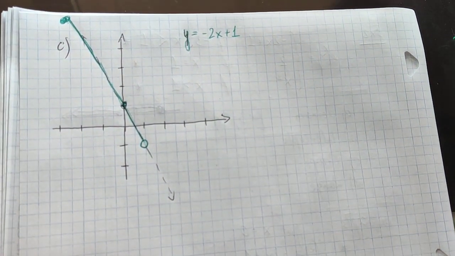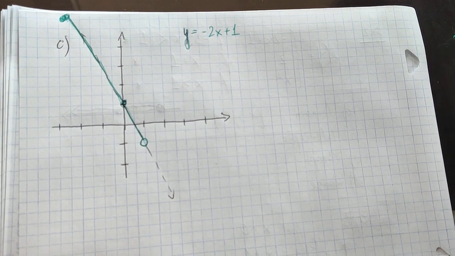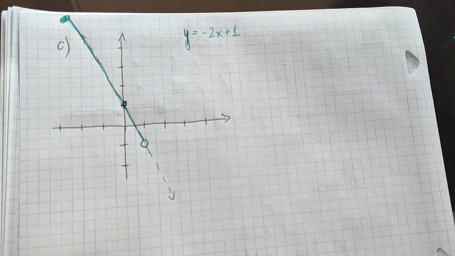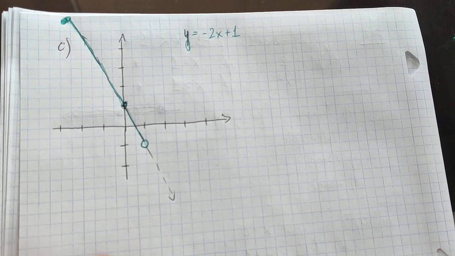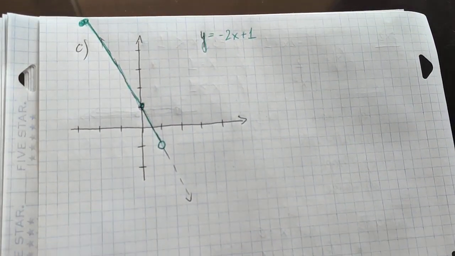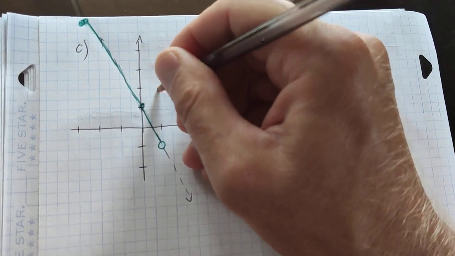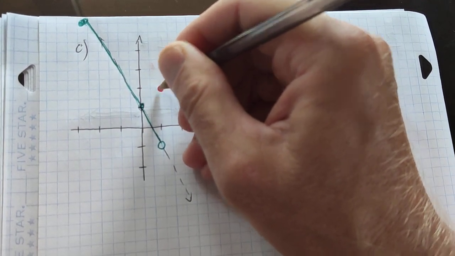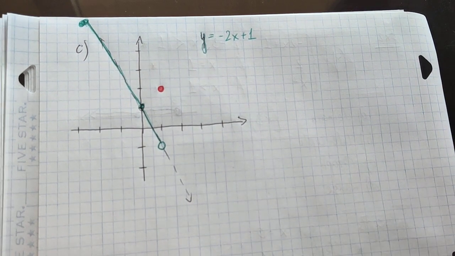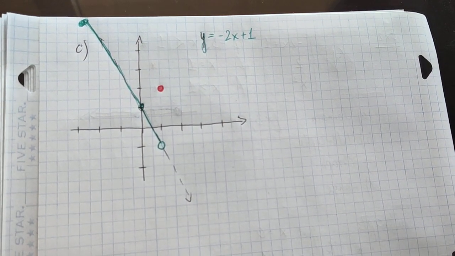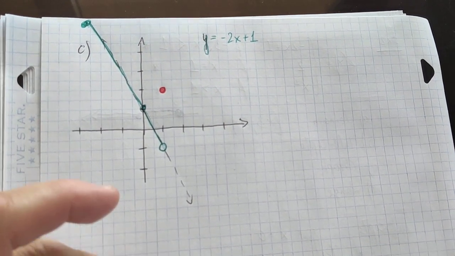Okay, then the second function was just y equals 2 for x equals 1. What color was that? That was red. So that will be right there. So it's just a point. And then the last one was a parabola, and that was blue.